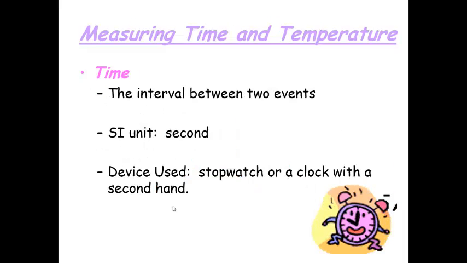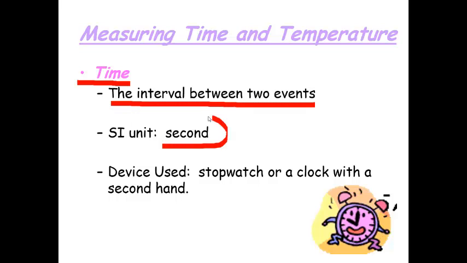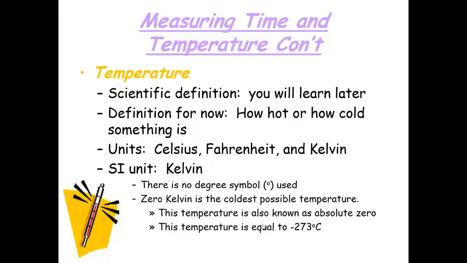We've measured time several times this year, and time is defined as the interval between 2 events. The SI unit is the second. We use a stopwatch, of course, or a clock with a second hand. Temperature, we've measured temperature a couple of times this year. We've already talked about, it says learn later, but we did physics first. We already learned what the scientific definition of temperature is, so this definition is actually probably pretty incorrect. We already know what the definition of temperature is if you took physics.